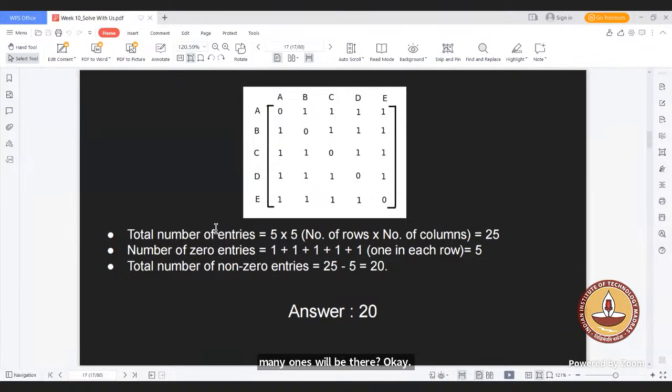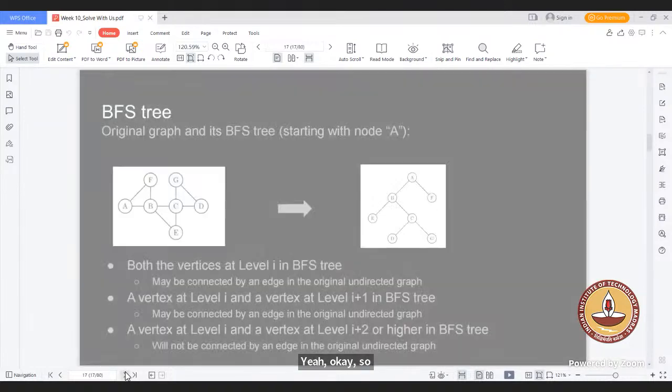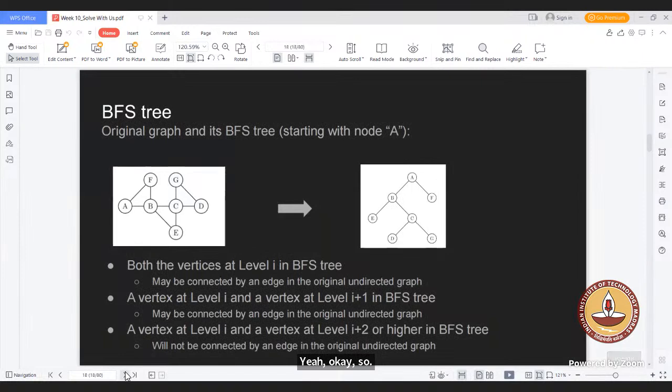Yes. So we'll now see about the BFS tree here. This is the graph, and we are doing a breadth first search starting from the node A. So does everyone know how breadth first search works? First we'll start from node A, and we'll visit all other vertices which are connected with A, which will be B and F here.